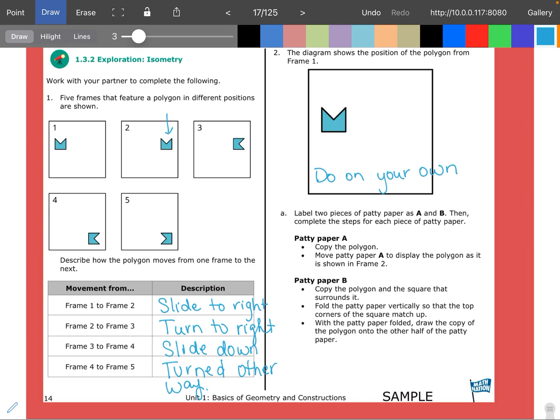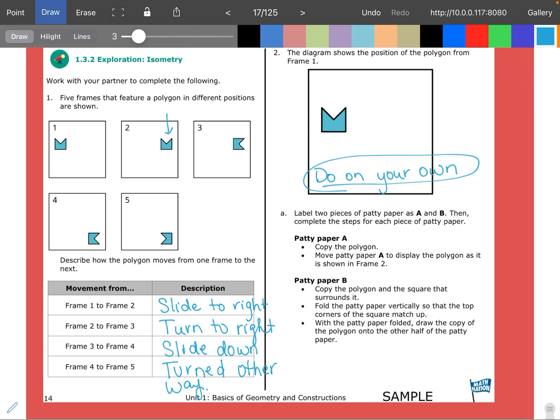Now, with number 2, I have a little note here that I want you to do this on your own. The instructions are pretty intense. Let me know if you need some help with it. But what you're discovering is you keep going back to the frames on number 1, and you're discovering slides, rotations, and even reflections with your patty paper here.